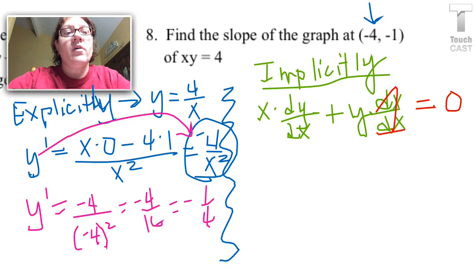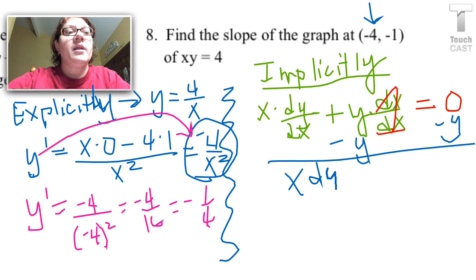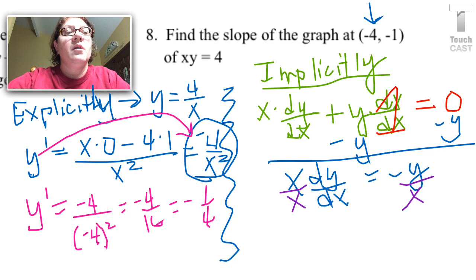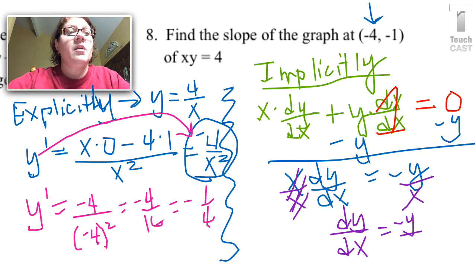And so now when I solve and get the dy dx by itself, first I would want to subtract y from both sides. So I'll have x times dy dx equals negative y, and then I would divide both sides by x. So dy dx equals negative y over x. And now since the slope is dependent upon both of them, I substitute in both numbers. So a negative 1 over a negative 4.